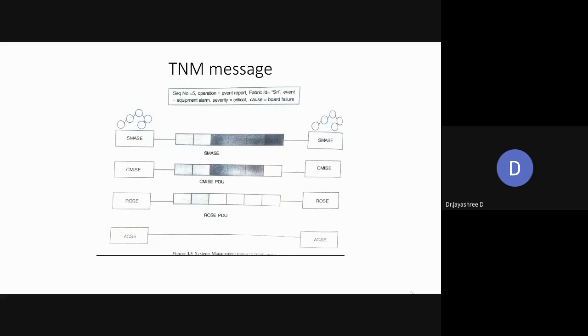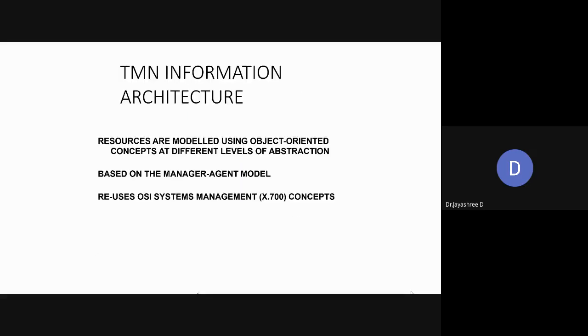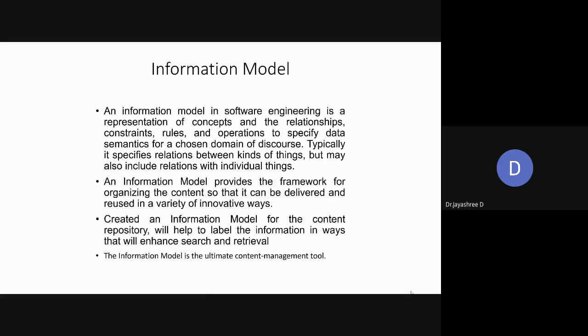Now we are getting into information management, because it's a simple thing. In software engineering, it's a representation of concepts and their relationships, constraints, rules, and operations to specify data semantics for a chosen domain of discourse. Right? I have taken it from Wikipedia. It's a simple definition they have given. What is it in software engineering?